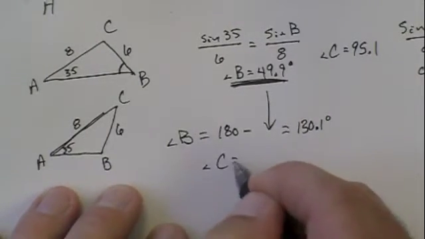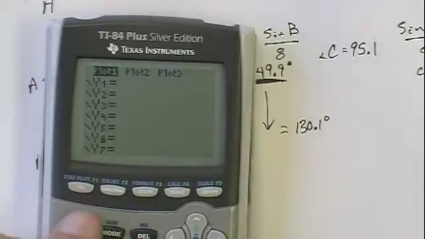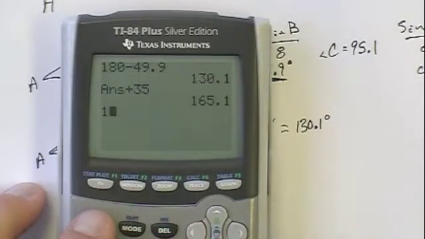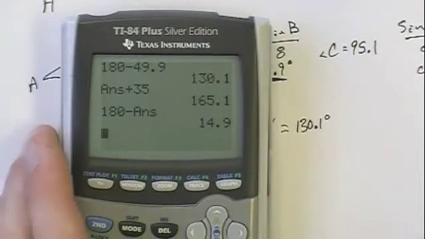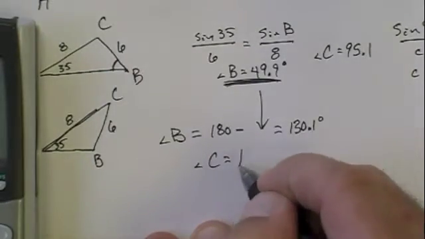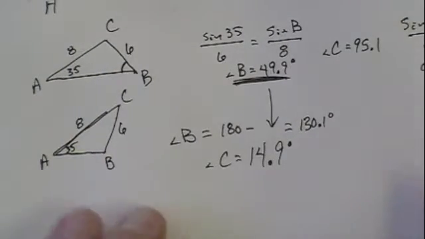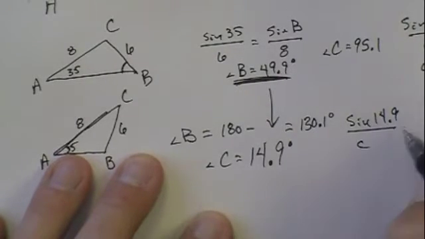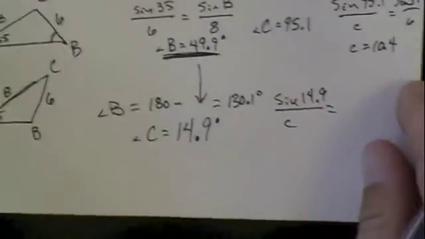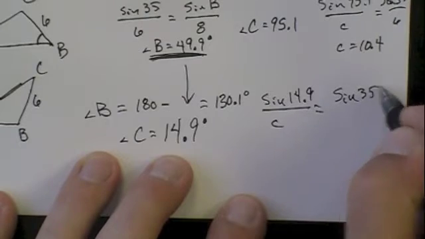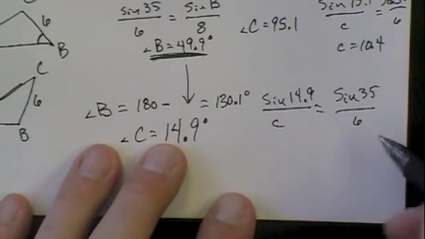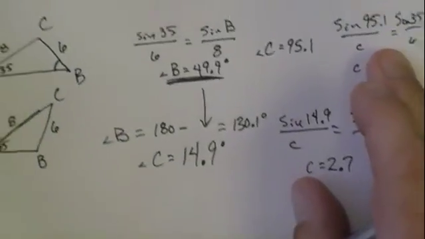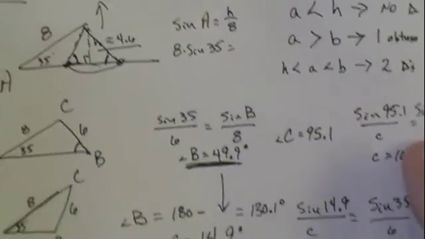Which then, now we can find angle C, because triangles add up to 180. So if we take our 130.1 plus the 35 for angle A, and then 180 minus our answer, find that in this scenario, angle C is only 14.9 degrees. Now to find side C, again we use law of sines. So sine of 14.9 is to side C as sine of 35 is to 6. Cross multiply and solve, we find that in this case side C is 2.7 units. So that's how we can solve. Anytime we have a side-side-angle scenario, we can solve for both of those triangles.